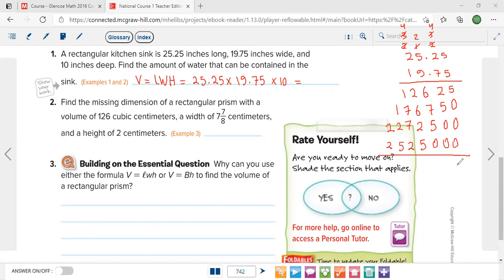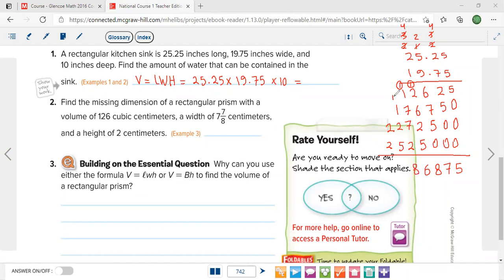Finally, we will add, so 5, 7, 6 and 7, 13 and 5, 18. 8 carry up 1. 1 and 2, 3 and 6, 9, 11, 16. Carry up another 1. 1 and 1, 2 and 7, 9. 9 and 7, 16 and 2, 18.